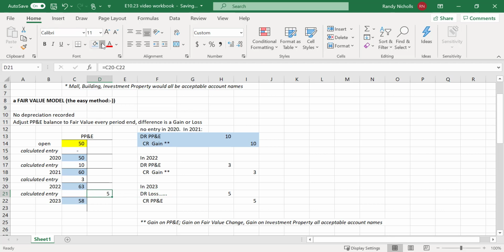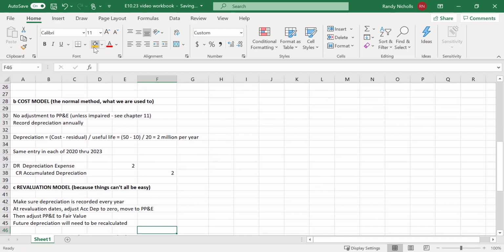What color should we use for that? Orange. So that would drive this entry. Again, I'm recording the entry to PP&E, but now it's a credit, so my debit account is going to be loss. Gain / loss, loss on PP&E, loss on fair value change, any of those are fine. Okay, so fair value should be pretty straightforward. I hope.